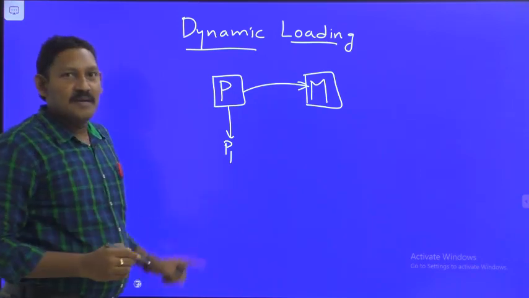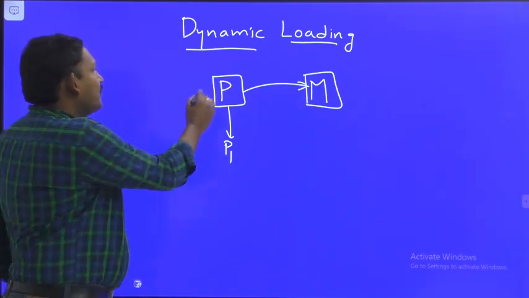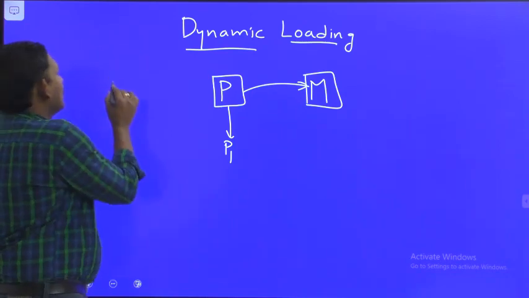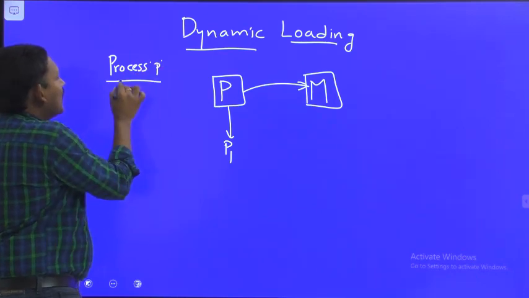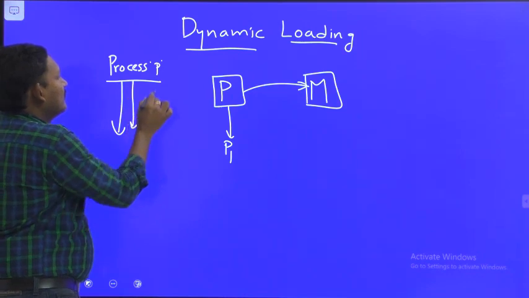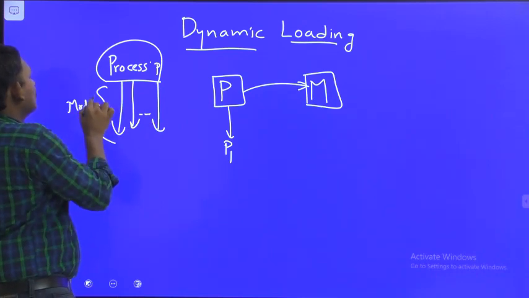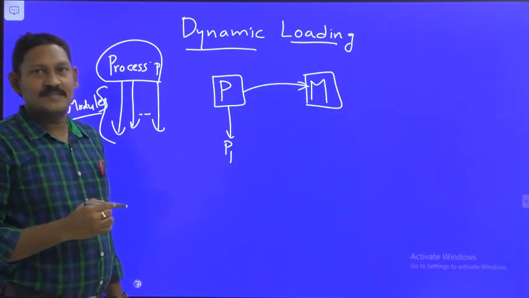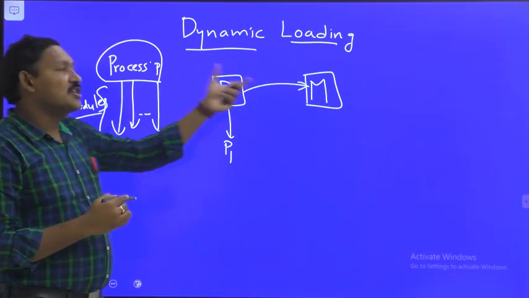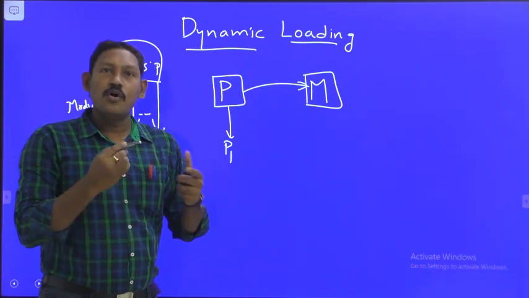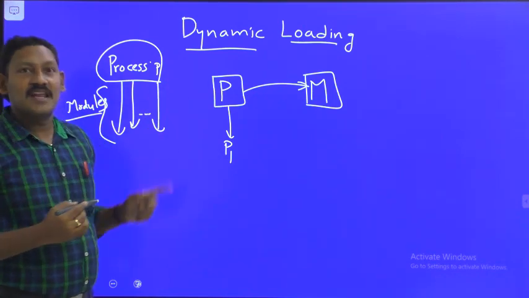Let us suppose P is a process and M is the memory. Suppose process P is split into a number of parts, divided into a number of modules or instances. We don't store all these modules in the memory. We will store only the module which is required. This type of storing we simply call dynamic loading.